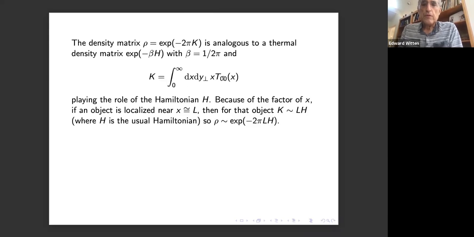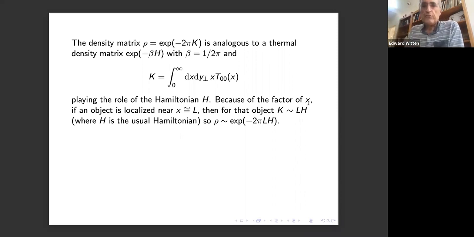I will, though, say a word on what we might learn from this formula. Because of the factor of x, if there were no factor of x here, this would be the Hamiltonian, except only integrated on the right half space. So without the x, this would be the operator that measures the energy in the right half space. With the x, it's a little bit less obvious what it does, but one thing you can say is that if an object is localized near x equals L for some L, then for that particular object, K is more or less the same as the Hamiltonian H times L. So for a localized object that's at large x compared to its size, K is just L times the energy.